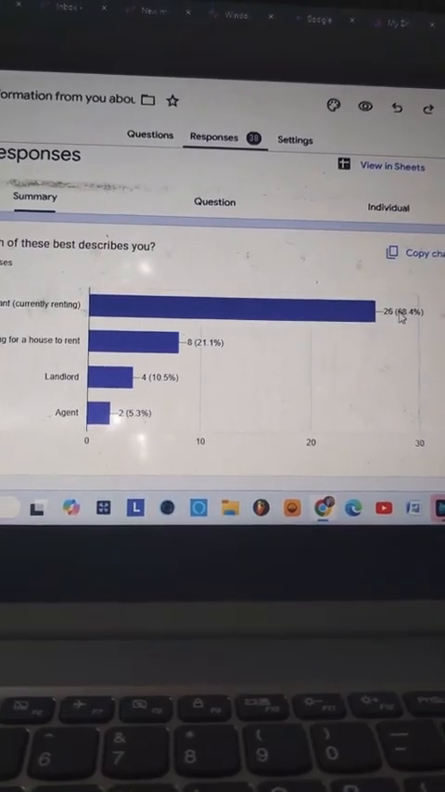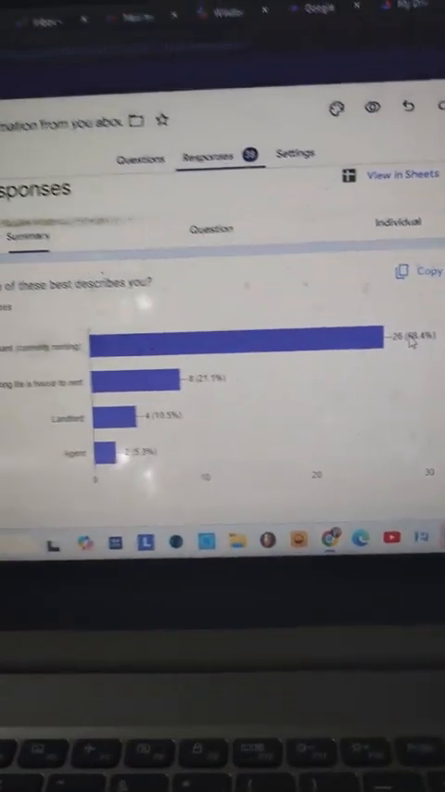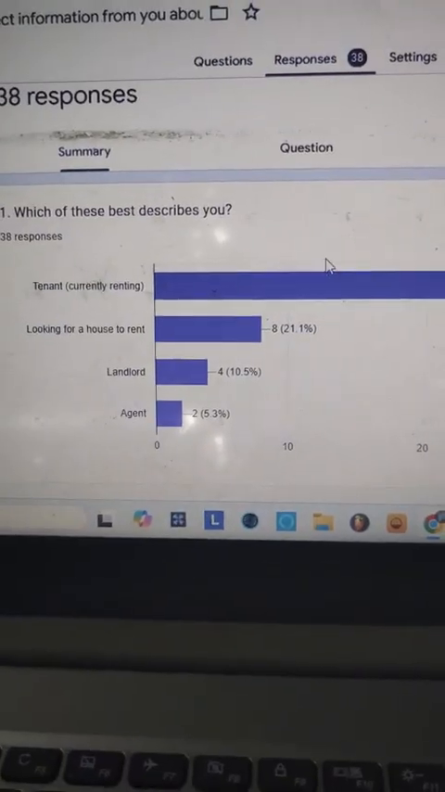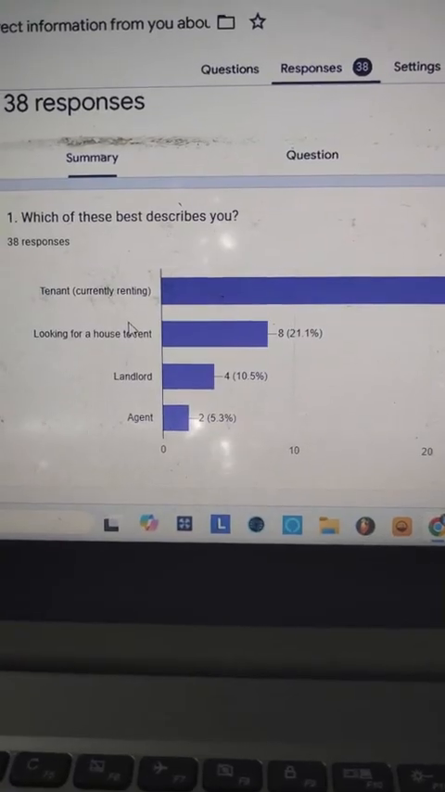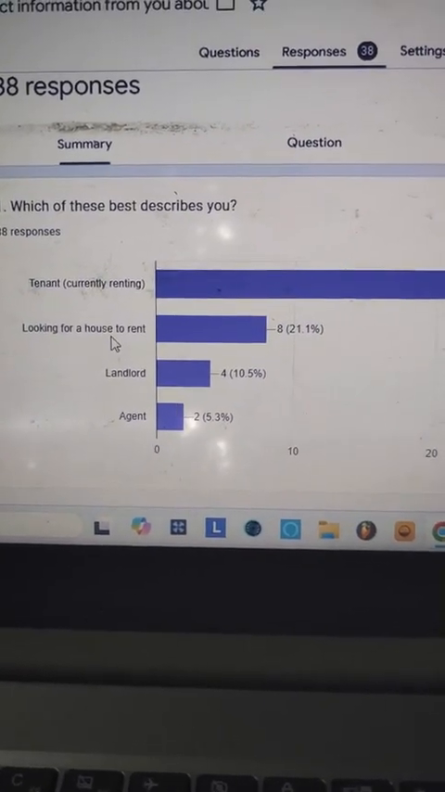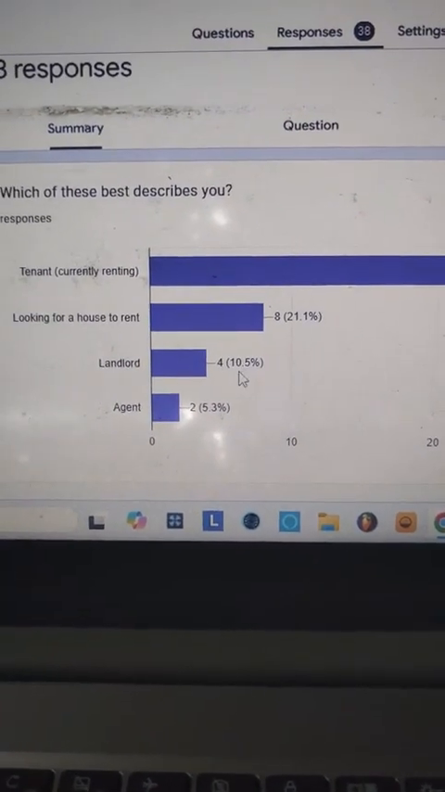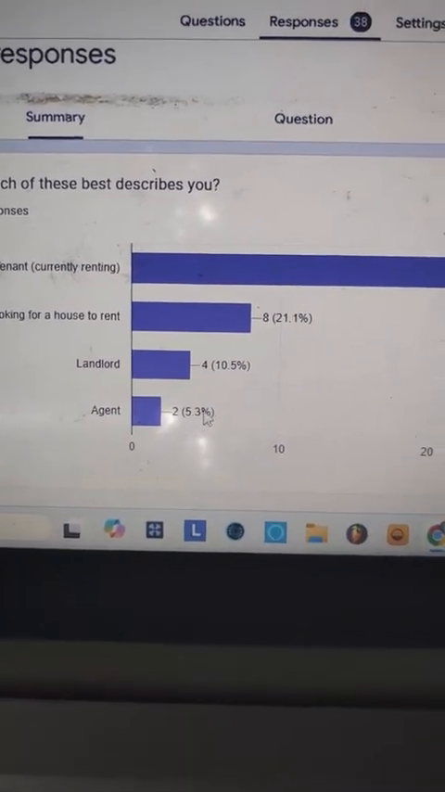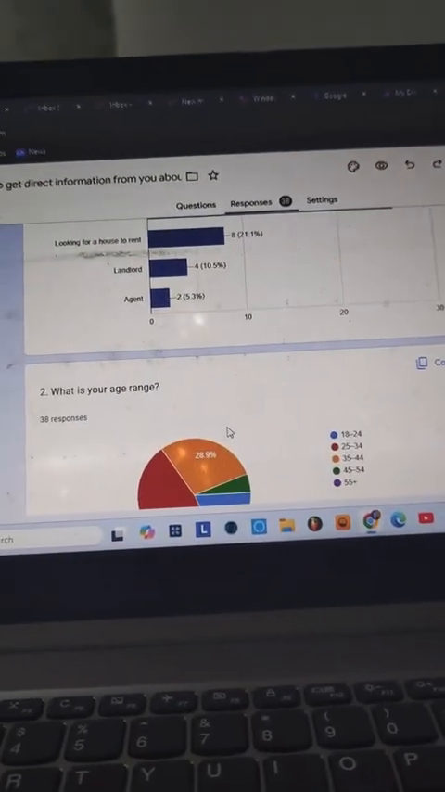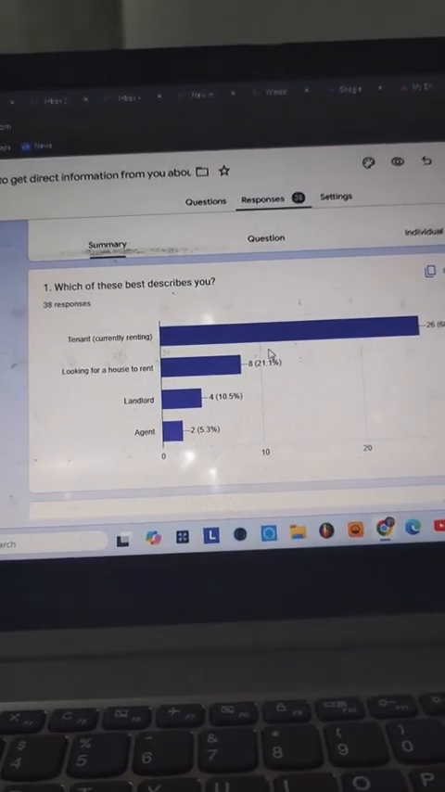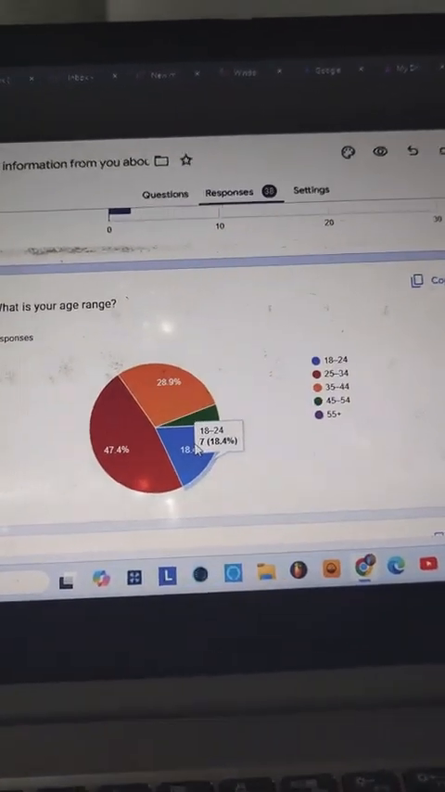About 68.4% of my respondents are tenants. After that, about 21.1% are people looking for a house to rent. Landlords are 10.5% of the persons, and agents are 5.3% of the people who responded to this survey. You see, it doesn't lie. So we have more tenants and we have a lot of people looking for a house. Now watch, what is your age range?